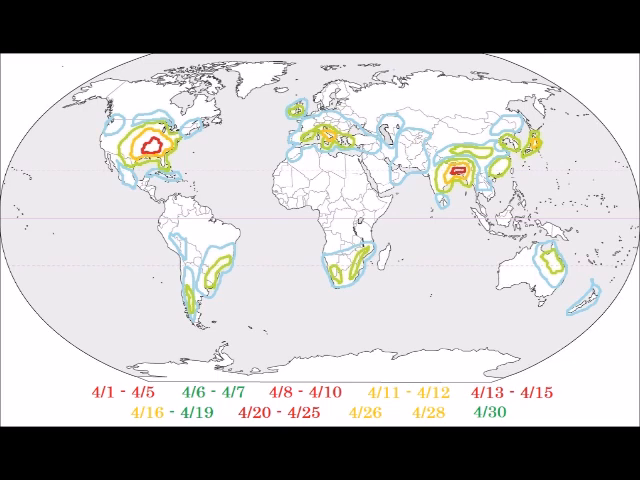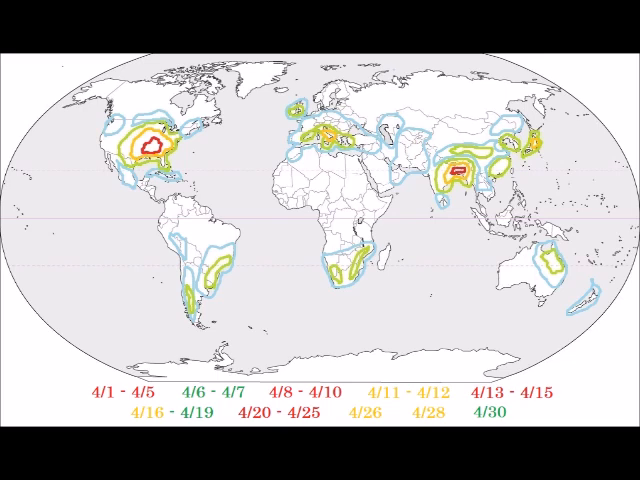Now, the dates in yellow are also not to be ignored. They're the second most likely dates to have tornado events and severe weather: April 11th through the 12th, April 16th, the 26th, and the 28th. So that's the tornado risk.